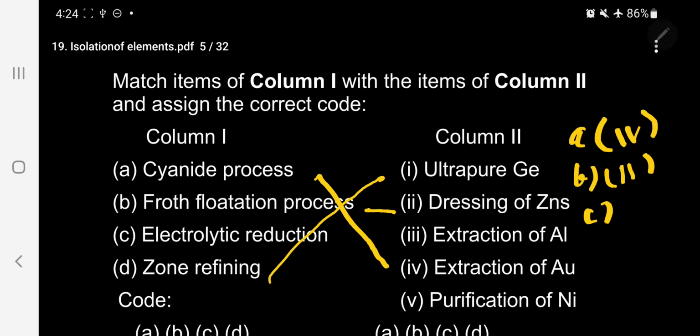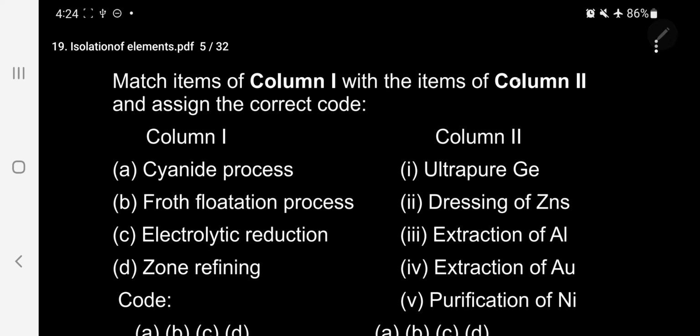C equal to electrolytic reduction. Then you have to think of the corresponding 3. And D, zone refining, 1. Kindly follow. So this is what you have to assess finally. So let us see what is the correct answer here.